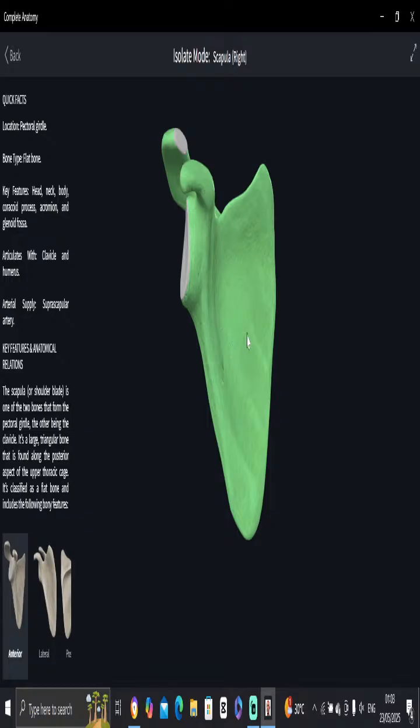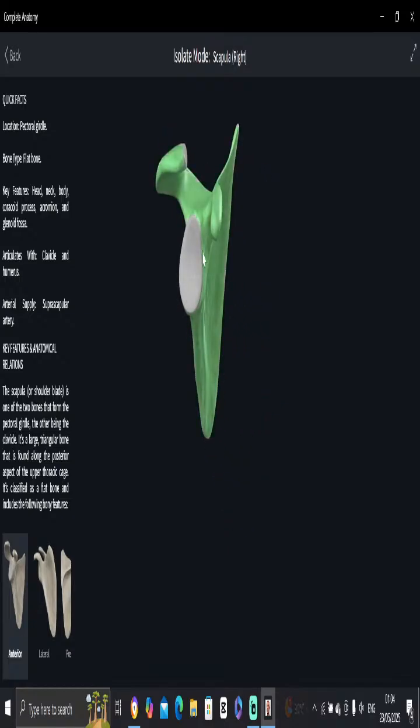So the scapula is triangular in shape. That's three borders: the superior, medial, and lateral border. And it has three angles: the superior angle, the inferior angle, and the lateral angle. The lateral angle is modified to form this rounded cavity called the glenoid cavity. So this portion here is called the glenoid cavity.